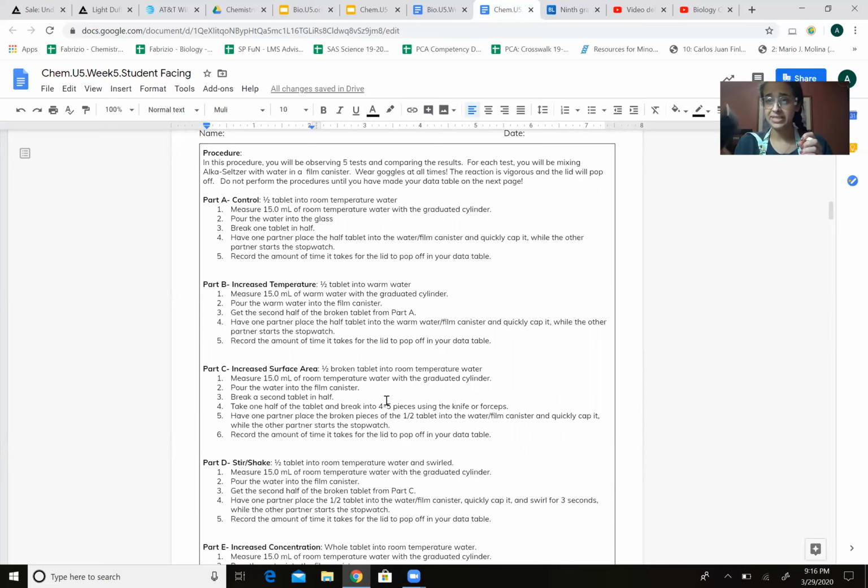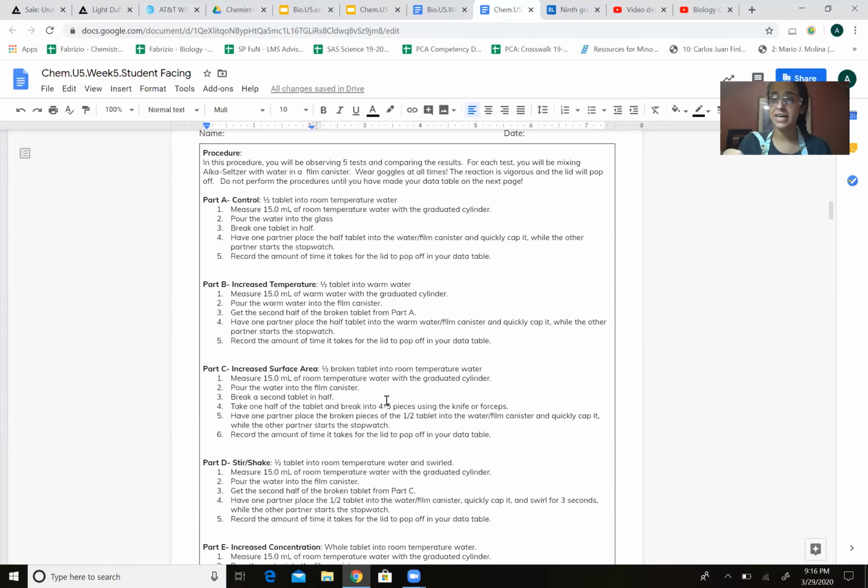I'm going to use my phone as a timer. And yeah, so we're going to perform 5 different tests right now. So we're going to do control, meaning we just need this as our baseline. So what is the typical time it takes half an Alka-Seltzer to blow the top off of one of these?